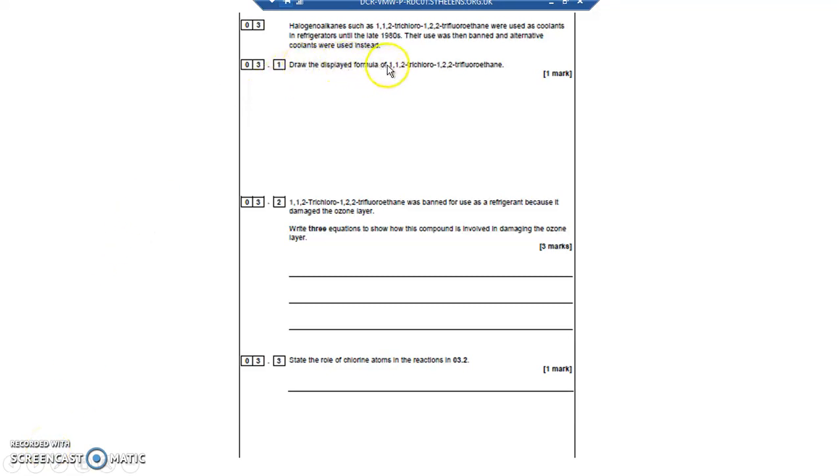Draw the displayed formula of 1,1,2 trichloro 1,2,2 trifluoroethane. So the first thing to note, ethane has got 2 carbons, so each carbon will have 3 bonds. There's 6 bonds coming off, and there's trichloro, 3 Cl's, trifluoro, 3 F's on ethane. So if there's 2 carbons each with 3 bonds, 6 bonds in total apart from the bond between them, it's going to look like this.